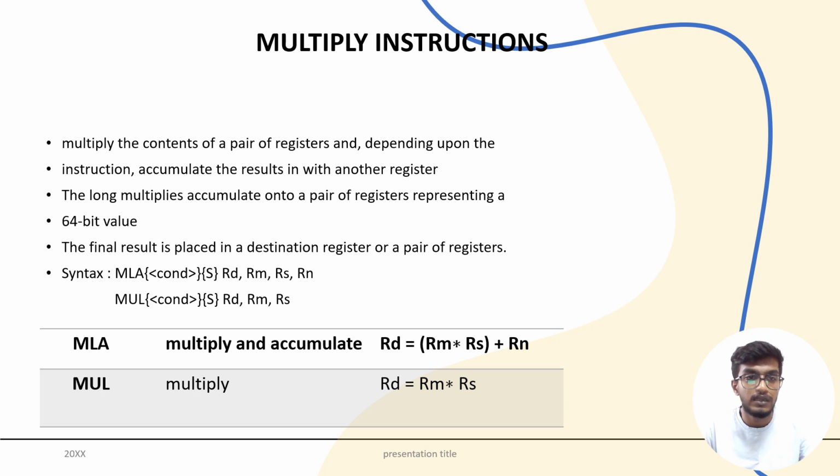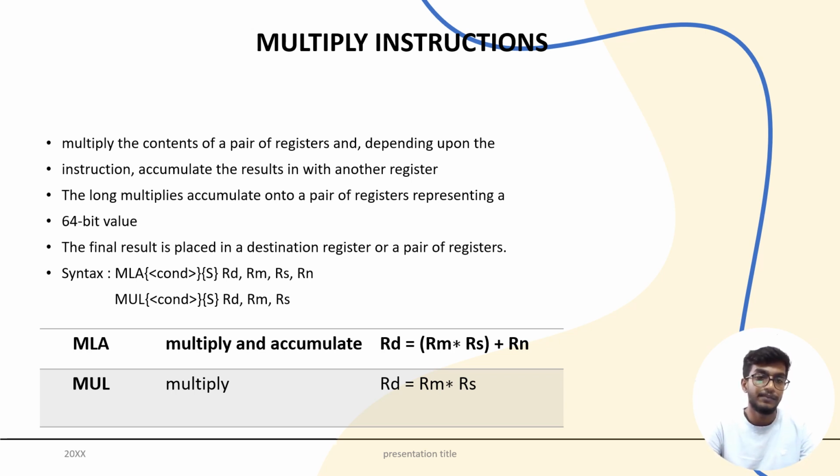Multiply instructions. Multiply the contents of a pair of registers and, depending upon the instruction, accumulate the result with another register. The long multiplies accumulate onto the pair of registers representing the 64-bit value. The final result is placed in the destination register, that is RD, or a pair of registers.